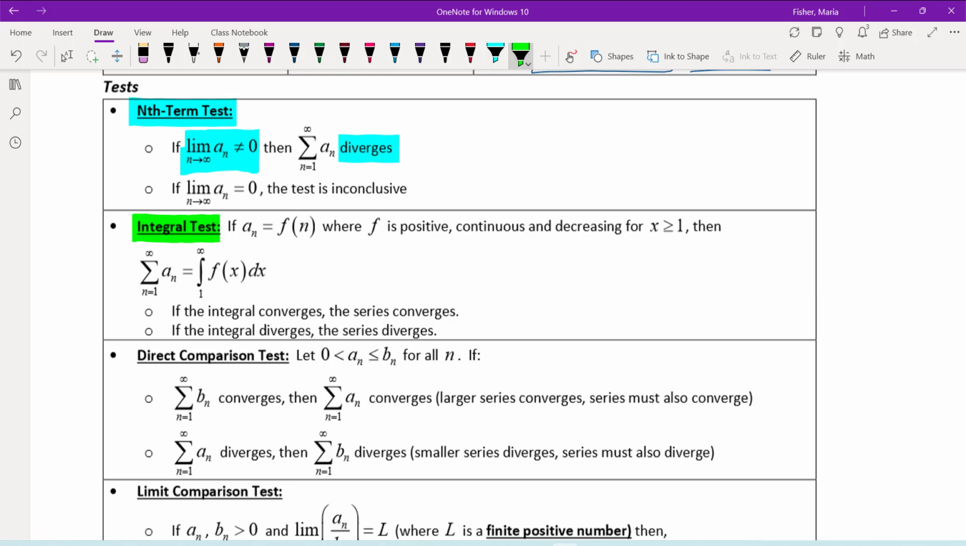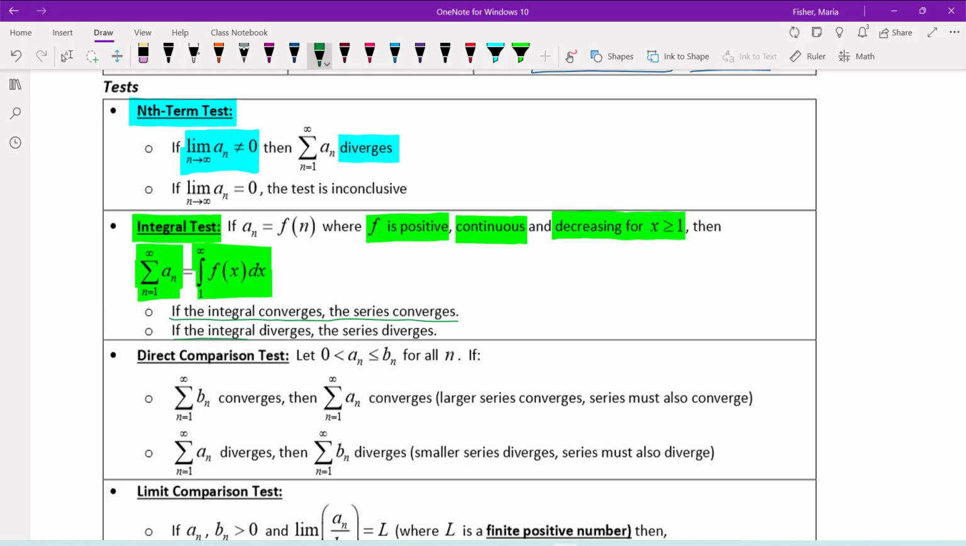The integral test. Now with the integral test, we had to show that our function was positive, continuous, and decreasing for x's greater than or equal to 1. And once we showed that, then we could say that our infinite series was equal to the improper integral, and then we evaluated the improper integral. If the integral converged, so did our series, and if the integral diverged, so did our series.